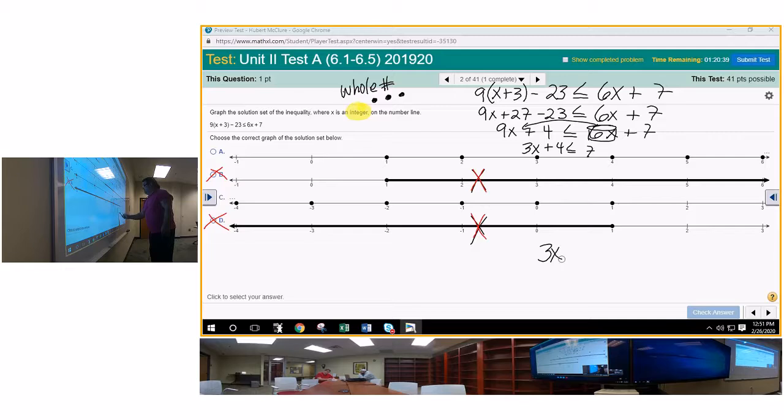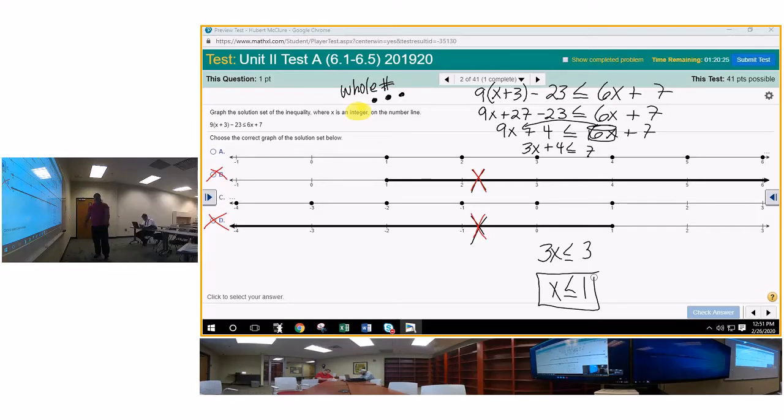3x less than or equal to, what's 7 minus 4? And what numbers are less than 1? To the left or to the right? To the left. You put a closed circle on here, and here, here. Why am I using a closed circle?